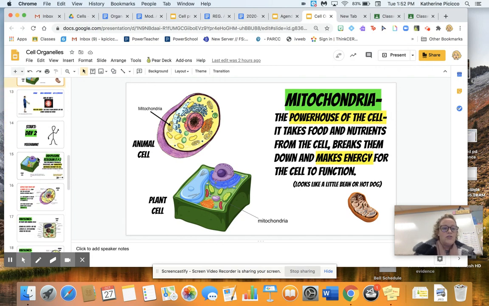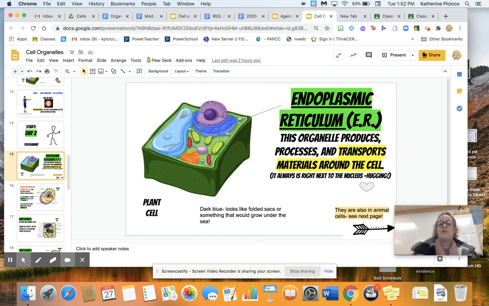Okay, so let's start and talk about endoplasmic reticulum. That's a lot to say. Or for short, we say ER. So try saying that with me. Endoplasmic reticulum, okay, or ER. The endoplasmic reticulum is always around the nucleus.